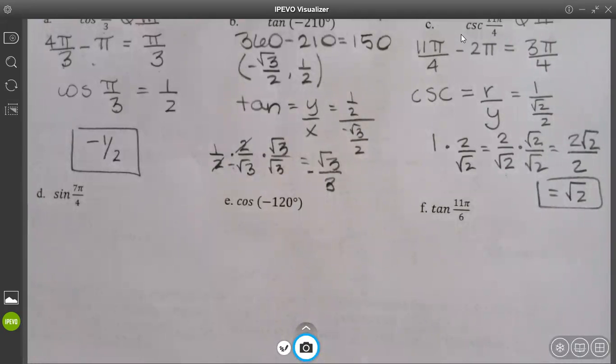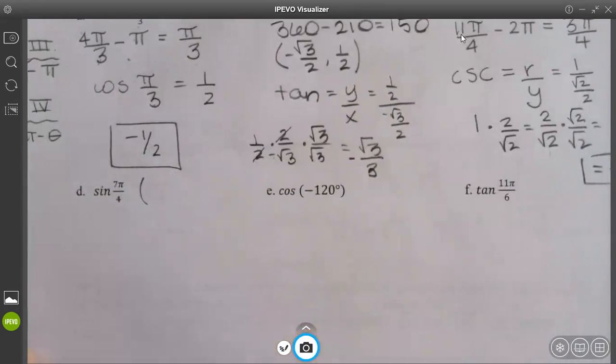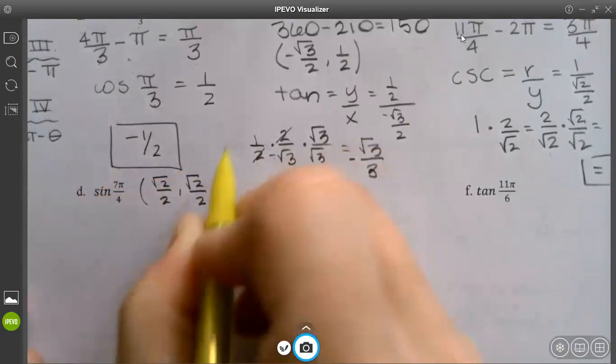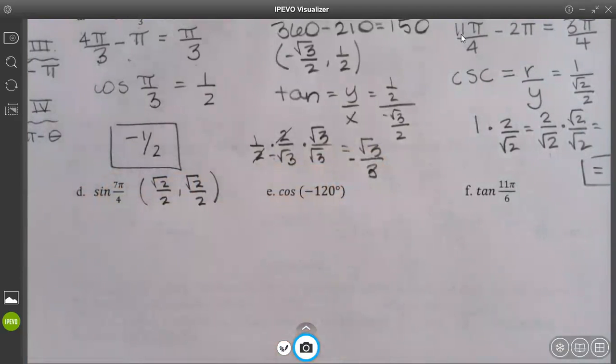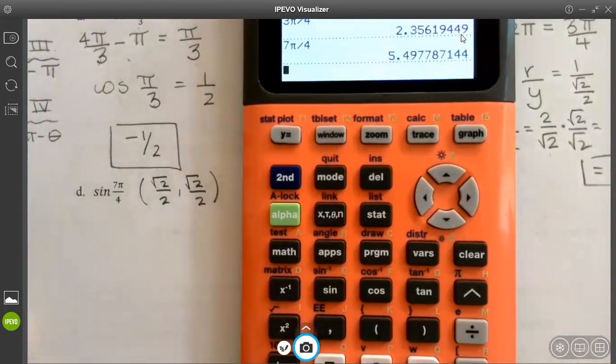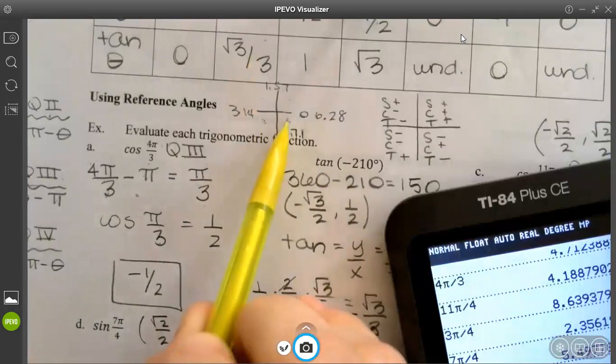All right, 7 pi over 4, sine 7 pi over 4. It's over 4, right? So it would be the 45. Where at? Quadrant number 4. If you're not sure, I get 5.49, which is quadrant 4. So if you go back up here, quadrant 4.